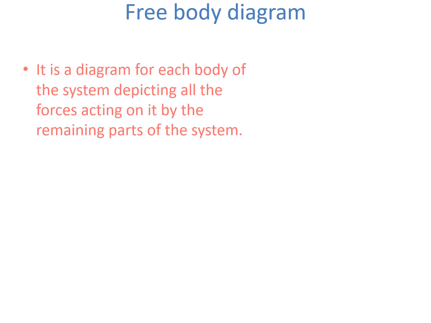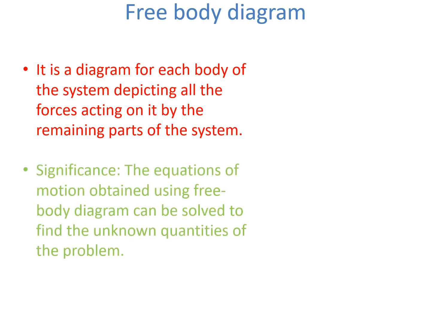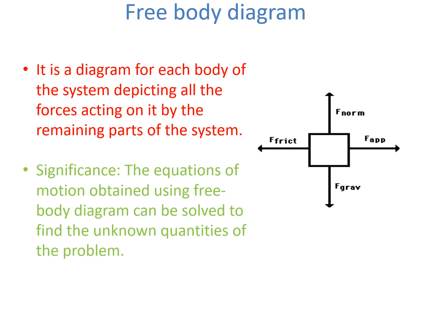Okay, free body diagram. We talked about this last week and the week before, and this won't be the last time you will hear about it either. A free body diagram is a diagram for each body in the system depicting all the forces acting on parts of the system. The equations of motion obtained using free body diagrams can also be solved to find unknown quantities in the problem. So here's your free body diagram. You have the normal force and applied force, gravity, and friction. Of course, the person who set this up did not use the notation that we use, but that's okay.